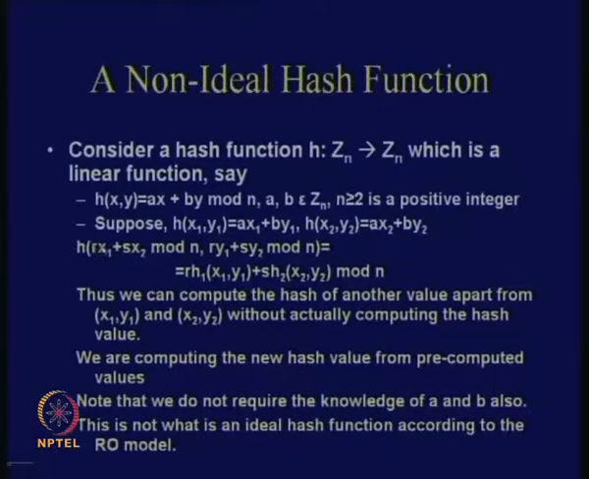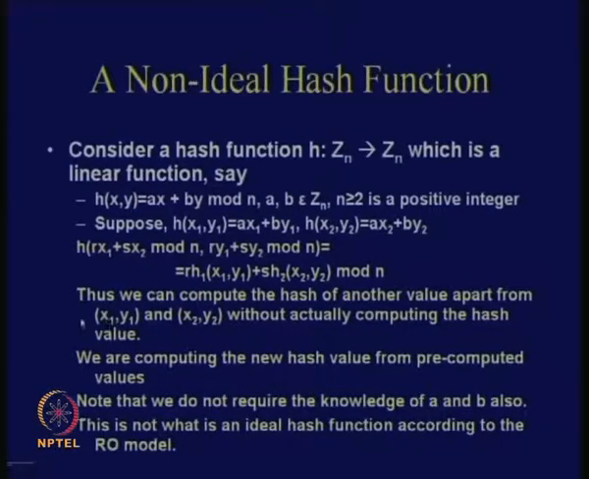You see that this particular input I have not previously computed, right? But from my previous results I can deduce this value. How? Because I know that this output should be equal to r times h1(x1,y1) plus s times h2(x2,y2), and I know this value and I know this value. So you see that I do not even need the values of a and b. I just need to know the values of r and s, which I know. From there I can express my new hash output from the previous hash outputs. So this is an example of a non-ideal hash function, which I am ruling out in the random oracle model.